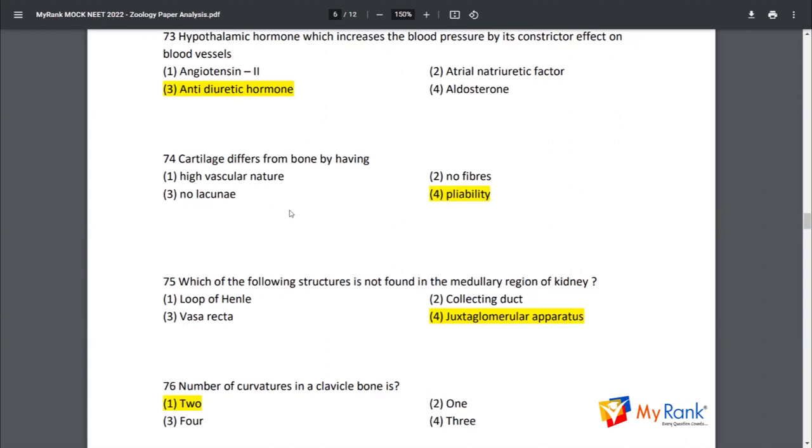Now, question number 74. Cartilage differs from bone by having. Cartilage is an avascular tissue, just like bone. There are no fibers and no lacunae, which are wrong. But the difference between cartilage and bone is pliability. Your bone is very rigid and firm and hard, whereas cartilage matrix is pliable. So the answer is option 4, that is pliability.